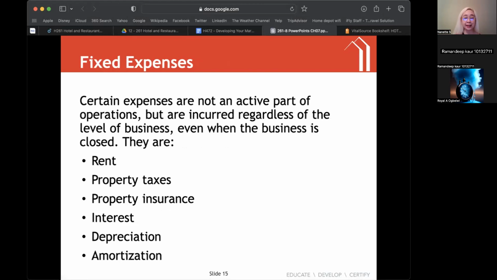What about fixed expenses, Royal? Certain expenses are not an active part of operations, but are incurred regardless of the level of business. Even when the business is closed, they are: 1. Rent, 2. Property tax, 3. Property insurance, 4. Interest, 5. Depreciation, and 6. Amortization. Thank you, Royal.